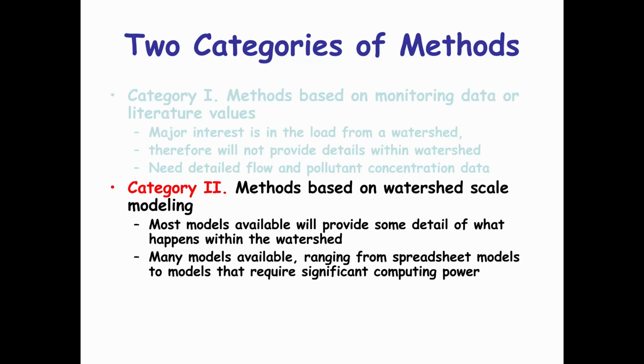The second category of methods are based on watershed scale modeling. Most of the models that we would consider for this kind of analysis will provide some details of what's happening inside of a watershed. There are many models that are available. They range in complexity from simple spreadsheet models to models that require significant computing power. And in this presentation, I will be talking about different types of models that range from very simple to very complicated.